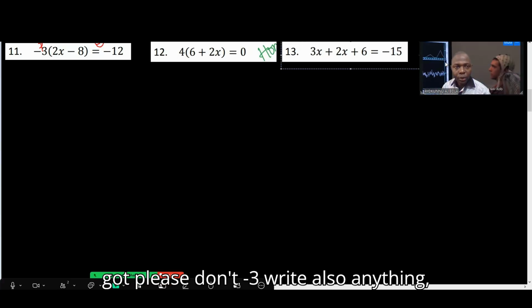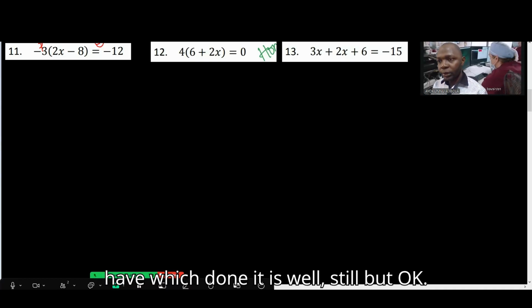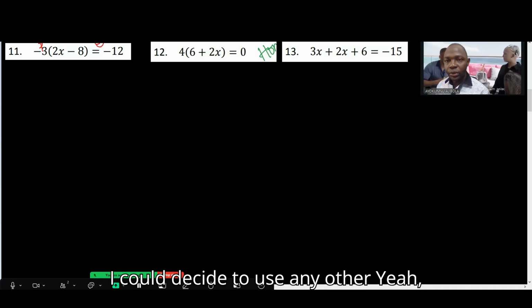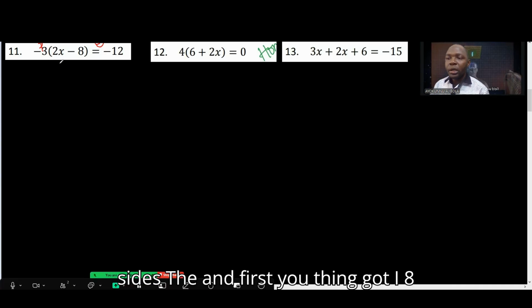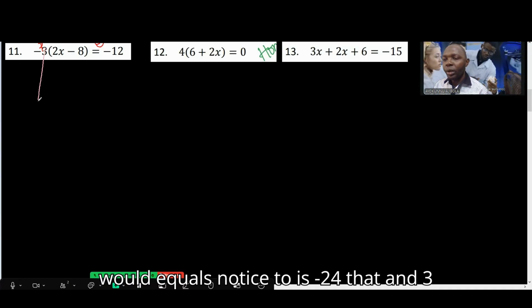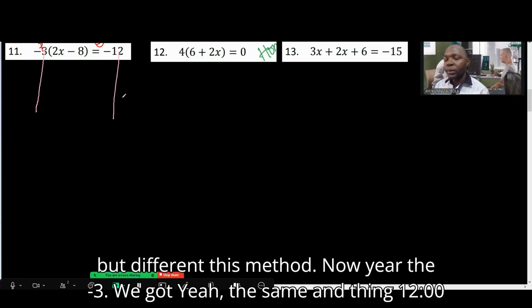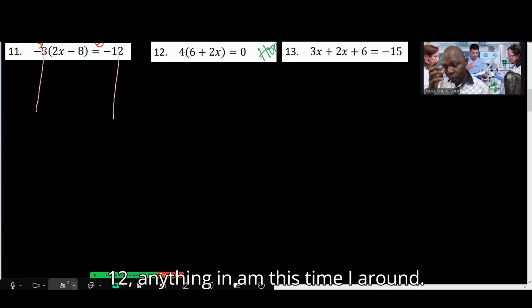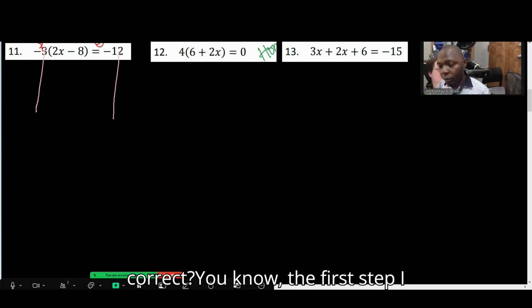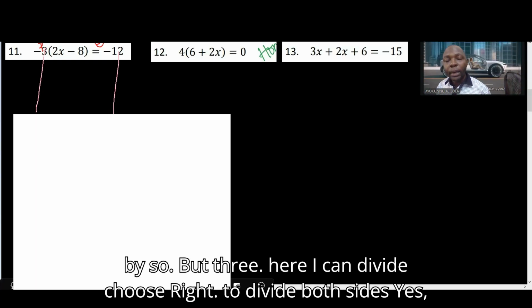Now, the first one, please don't write anything. Just make sure you focus. I believe you have done it well, but I could decide to use any other method, which you should take note of. The first thing I would notice is that 3 is here, right? Yes. And 12 is here. So 3 can divide 12. Am I correct? Yes. Since 3 can divide 12, then I can choose to divide both sides by 3.